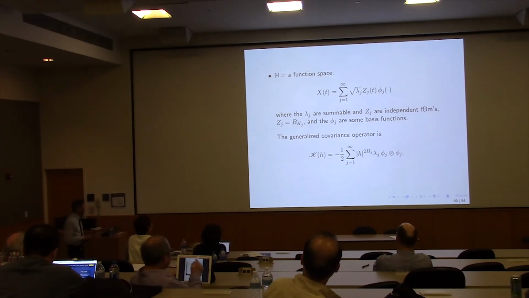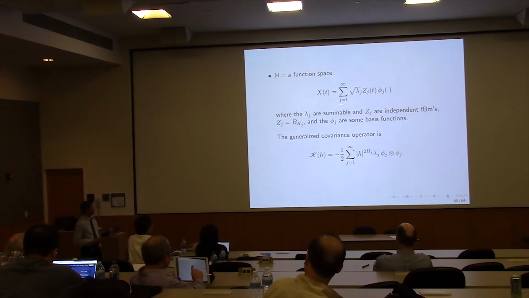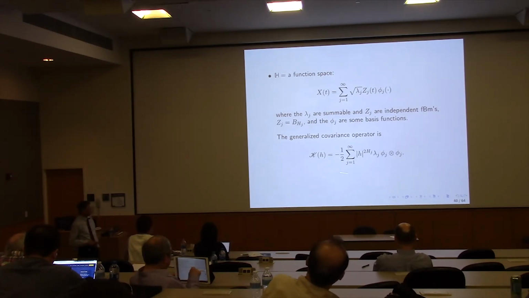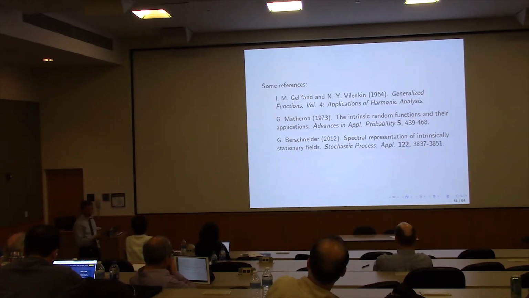And one can write down toy examples of IRF processes when H is a function space. For example, this one, which kind of looks like a Karhunen-Loeve kind of expansion. So these phi's are basis functions. The Z_j's are independent fractional Brownian motions. And the lambdas are sort of eigenvalues. And for this, the generalized covariance operator is that.